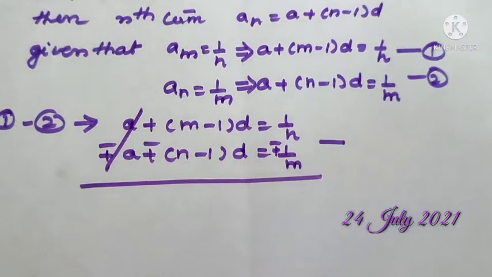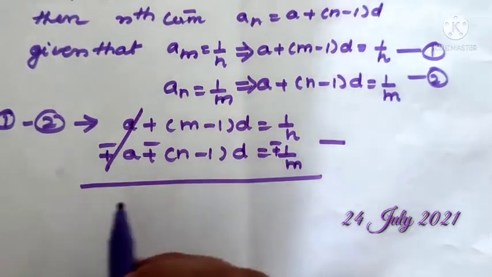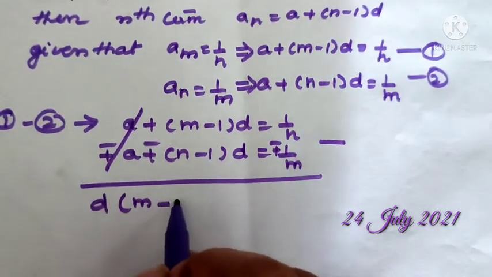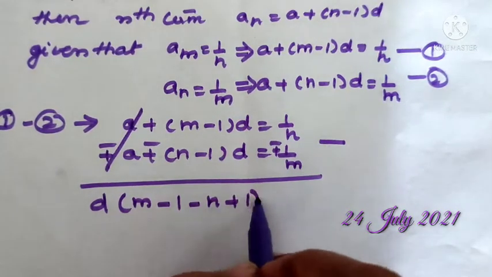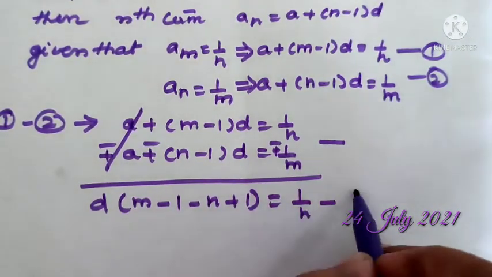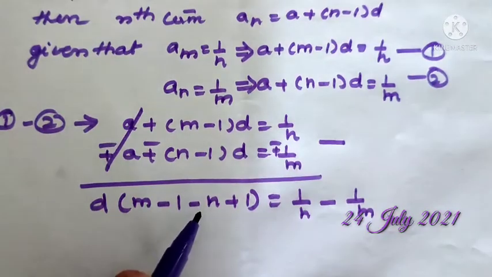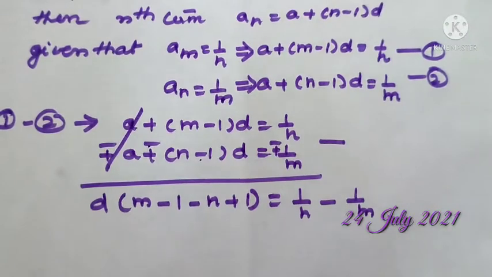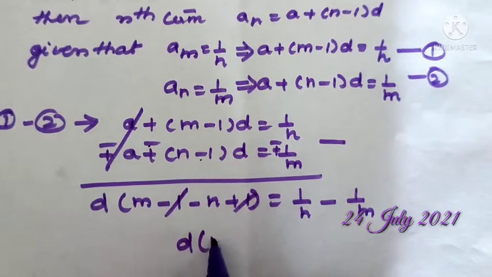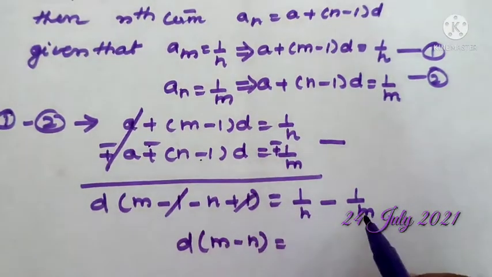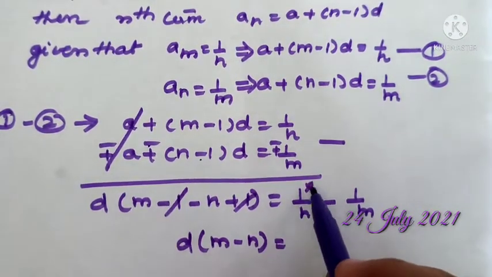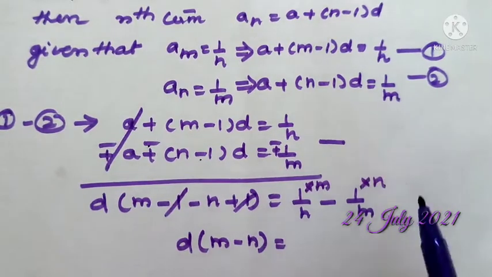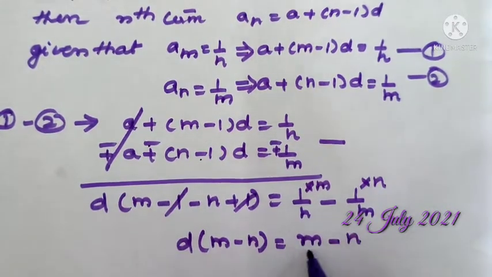So a minus a will get cut, then d is common here. So m minus 1 minus n plus 1 equals 1 by n minus 1 by m. I hope it is clear. Minus n, minus into minus plus 1. Right? So minus 1 plus 1 will get cancelled. So d into m minus n equals, on the right side we will take the LCM, so here we multiply with m, here n. So m minus n divided by mn.